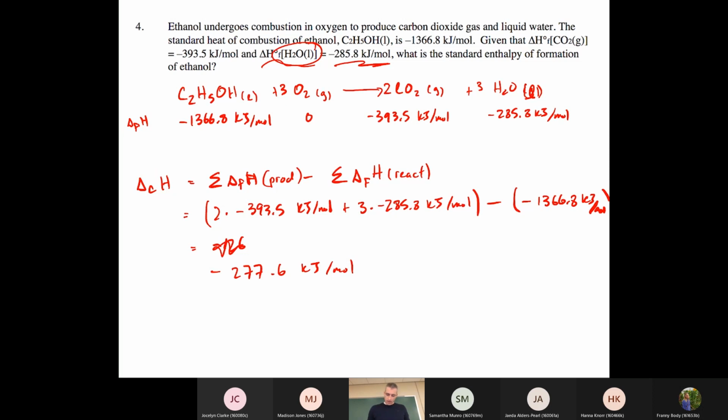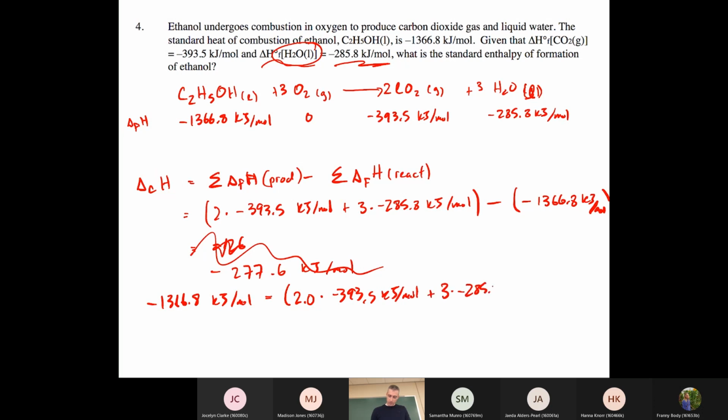Oh, you're right, aren't you there? The standard heat of combustion of ethanol. Okay, so, all right, so what we need to do here is say negative 1366.8 kilojoules per mole equals 2 times negative 393.5 kilojoules per mole plus 3 times negative 285.8 kilojoules per mole minus delta H of formation of ethanol. So yeah, you're right. I did that wrong. It doesn't actually, so the answer is correct. I went through the steps wrong there.